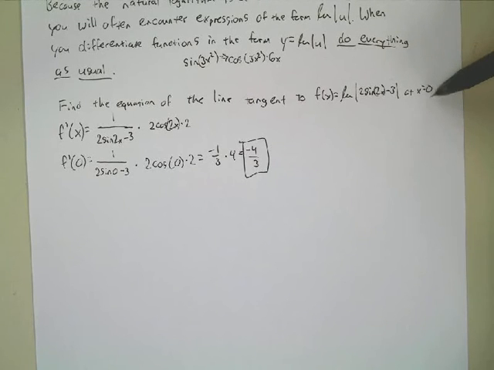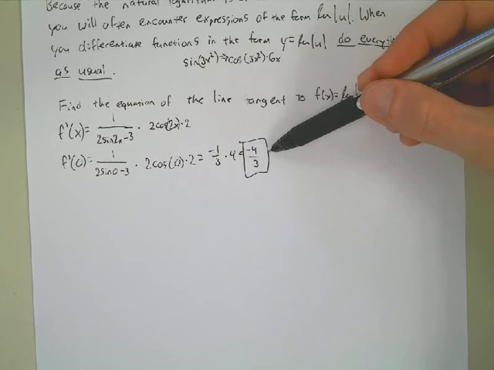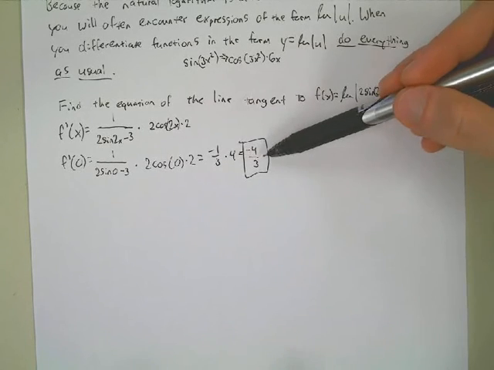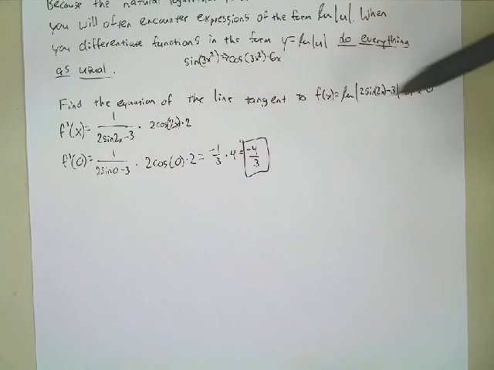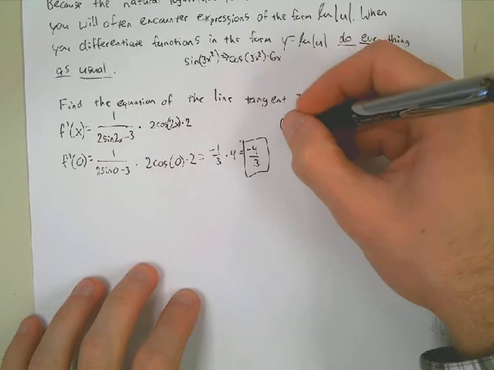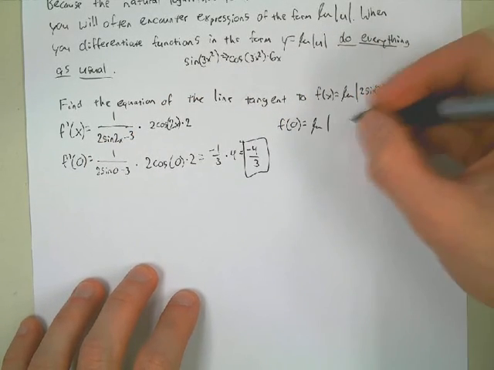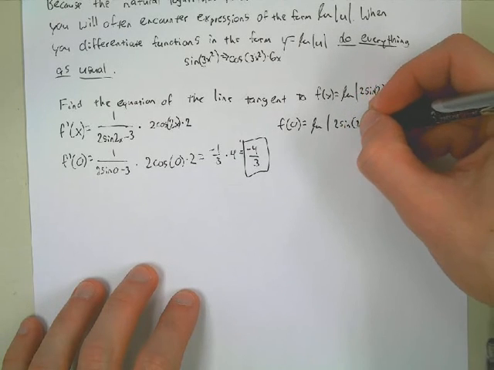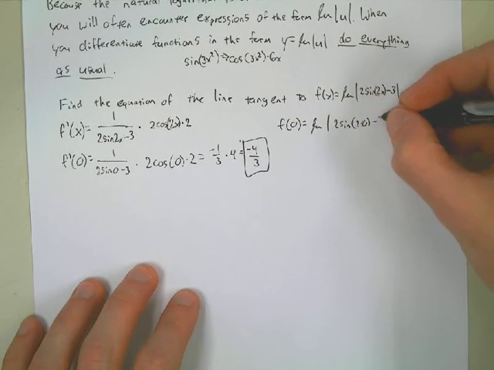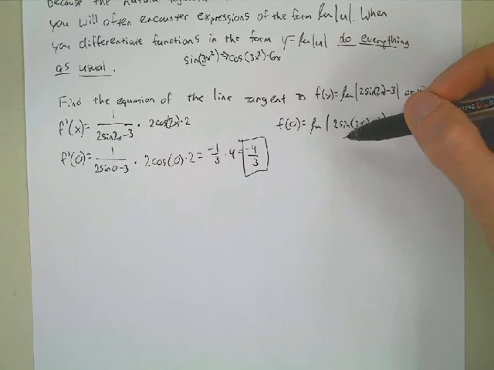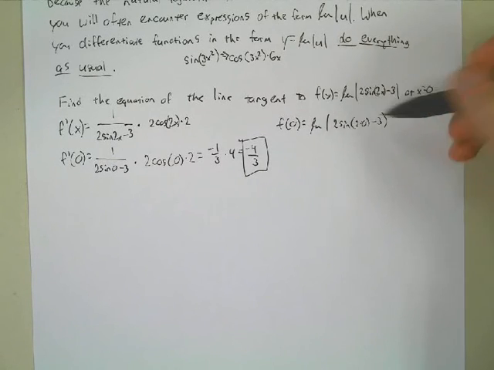0 goes back into the original function, so f of 0 equals natural log of the absolute value of 2 sine of 2 times 0 minus 3. Okay. 2 times 0 is 0. Sine of 0 is 0. 2 times 0 is 0. Minus 3 is negative 3. So it's natural log of negative 3, but then the absolute value of negative 3 is 3. So it's ln of 3.